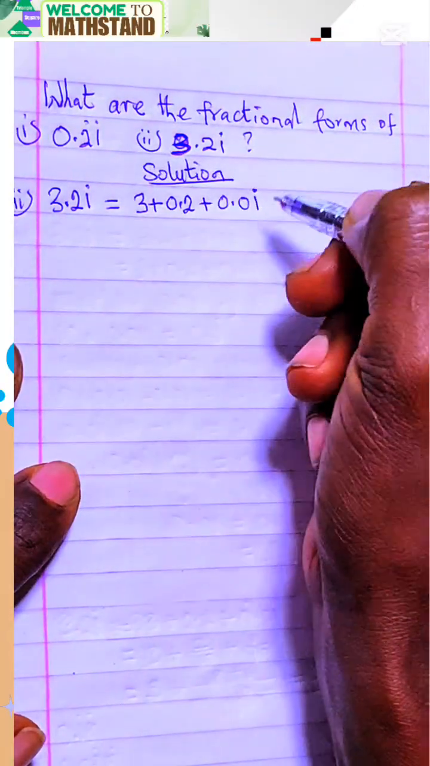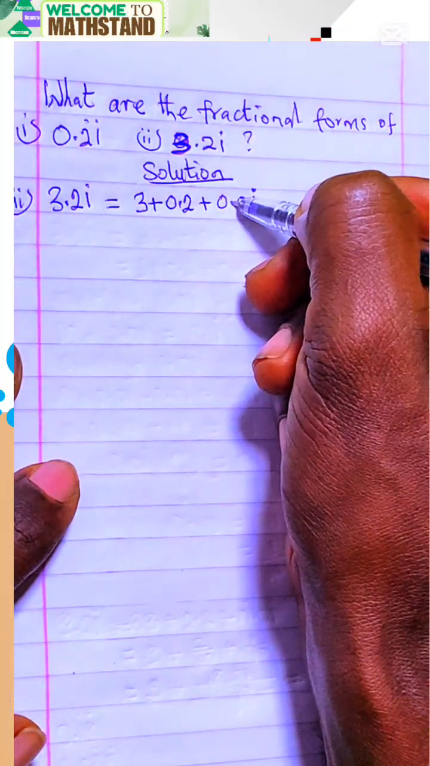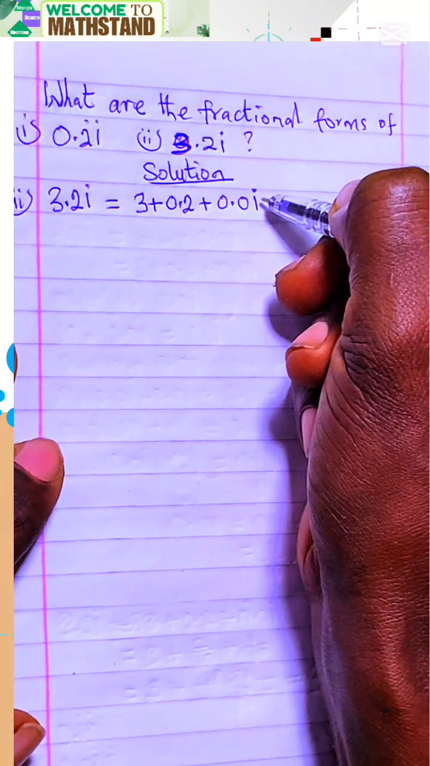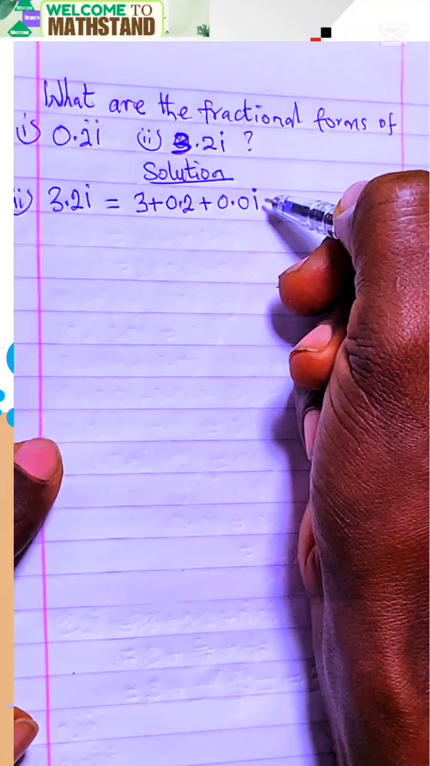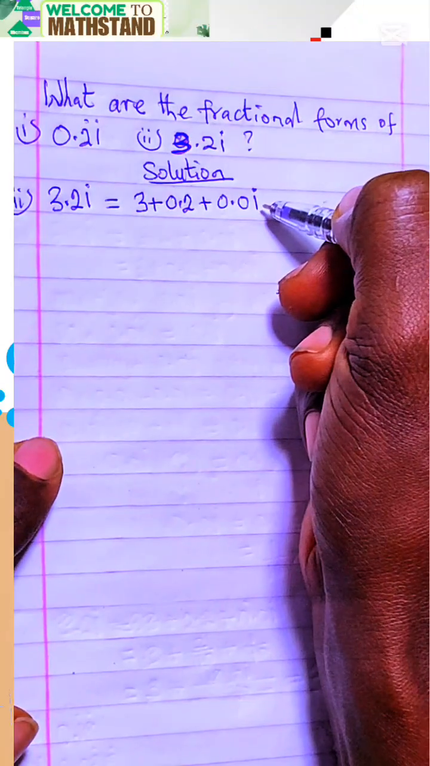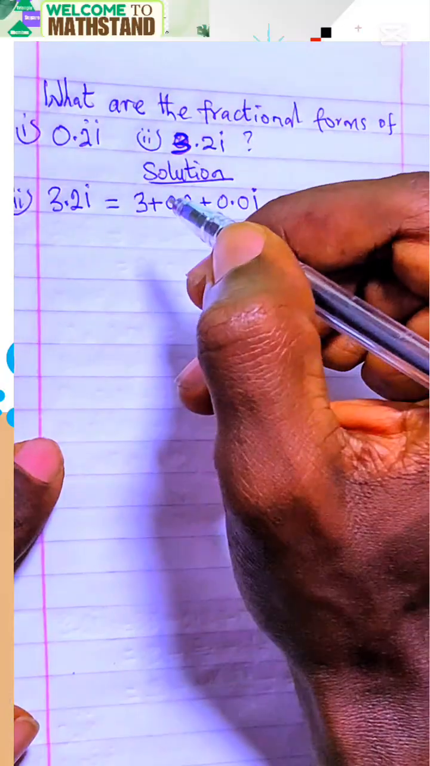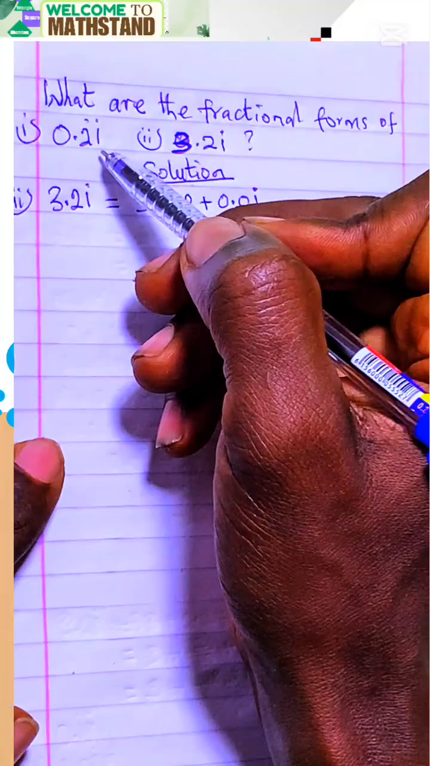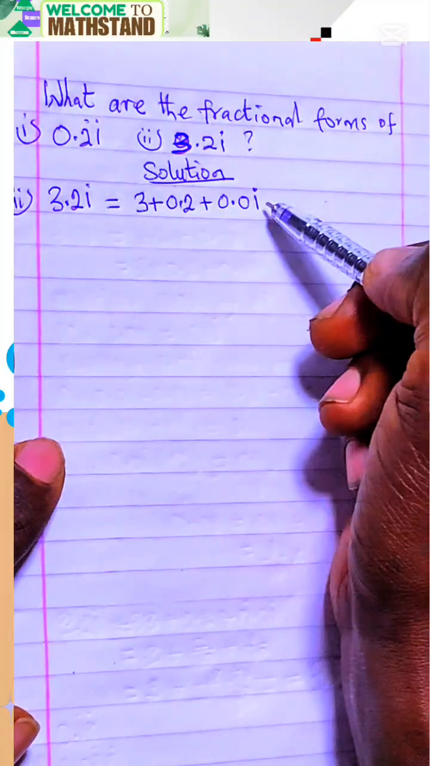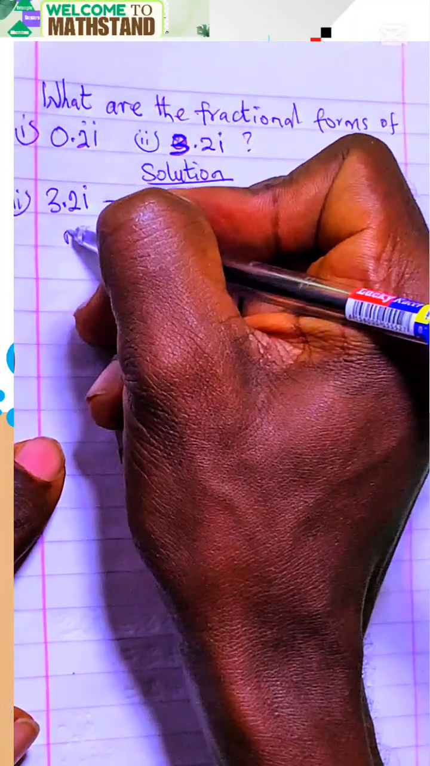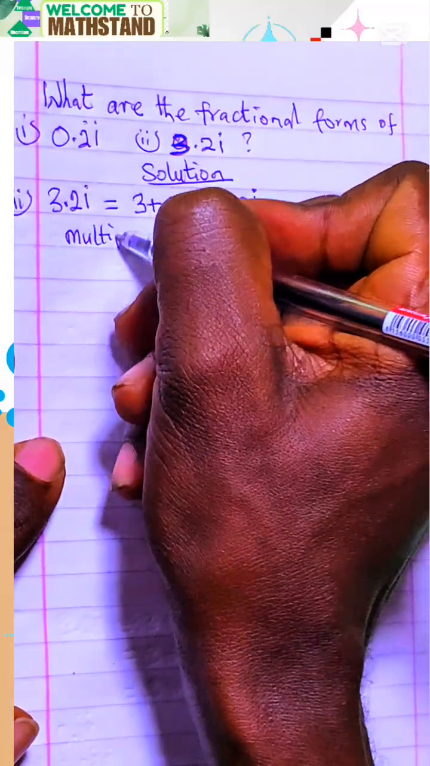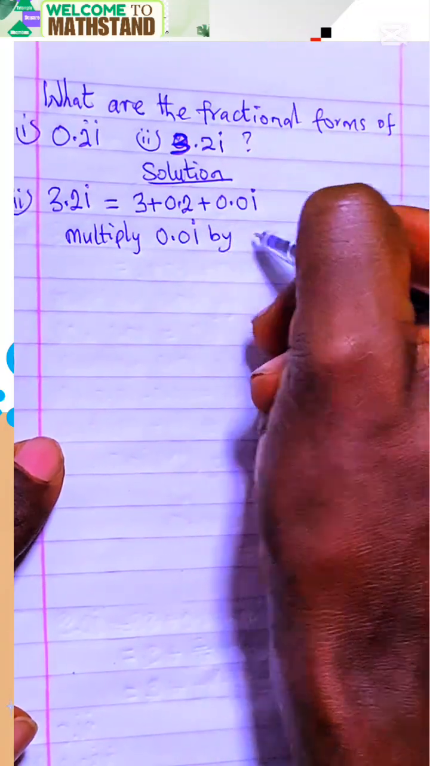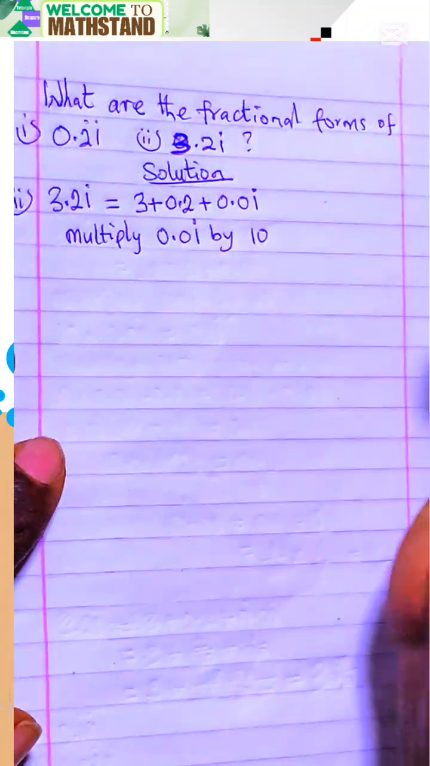So we can multiply this one by 10, because why? We have only one digit that keeps repeating, so we multiply it by 10. That's the reason that we need to multiply. It's only one digit, like the one that we did in the last video. It was 2 digits, so that was why we multiplied by 100. Here is only one digit, so therefore we multiply 0.01 by 10 for those that are learning for the first time.